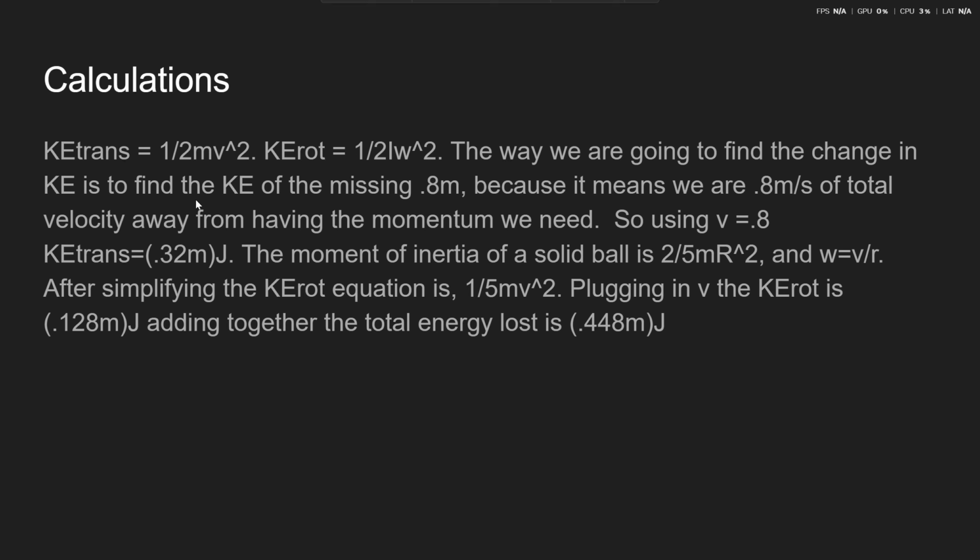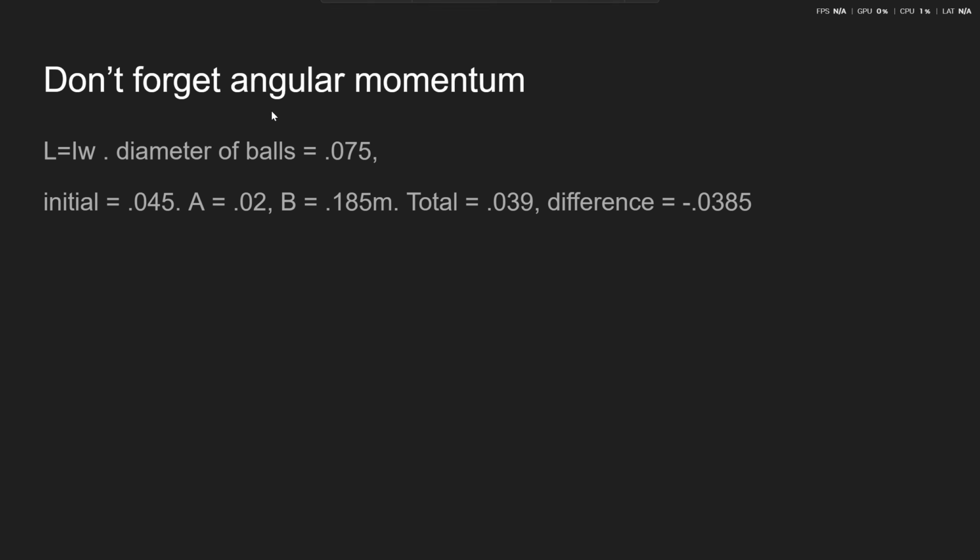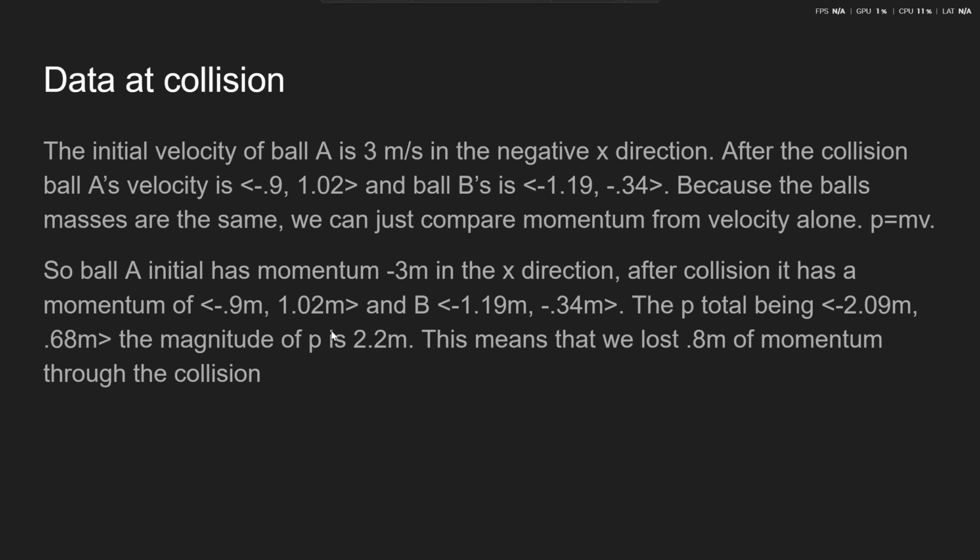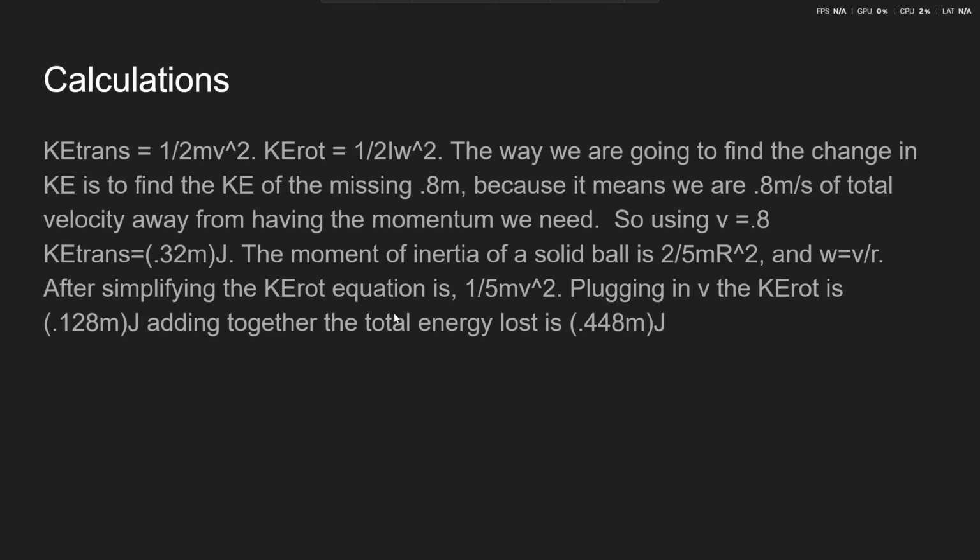And for KE translational, which is just plugging in what v is, we're using the magnitude of 2.2 here. Or wait, no, we're not. We're using the magnitude of 0.8, which is the change in momentum or the change in velocity. That's what we're missing, and that's why what we are trying to find is the missing amount of energy. And so adding together, the total energy lost by deformation and friction is about 0.448 m joules.